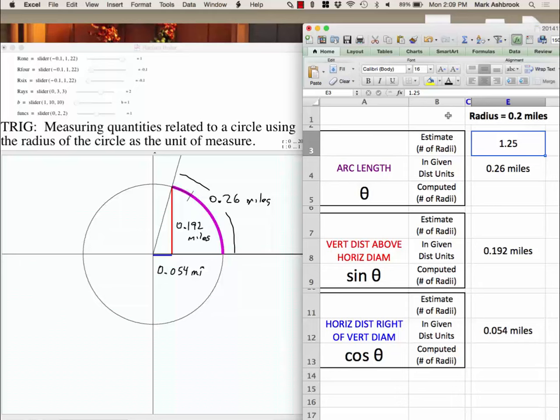Where did the measurement for the angle come from? How many radius lengths, right? What is trig all about? Measuring quantities related to a circle using the radius of the circle as a unit of measure.